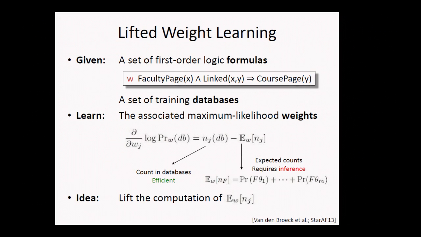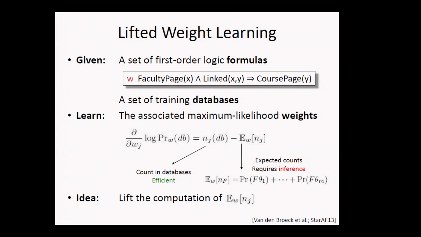So this is a simple problem called lifted weight learning, where you're given a set of first-order logic formulas that tells you what's the structure of the connections in this domain. So it might tell you that there's a correlation between faculty pages and course pages being linked together. But you don't know how strong this is. This might be almost always true, or it might just be a very weak correlation. And to figure this out, what you do is you plug in a set of relational databases, and you want to learn this weight from data.